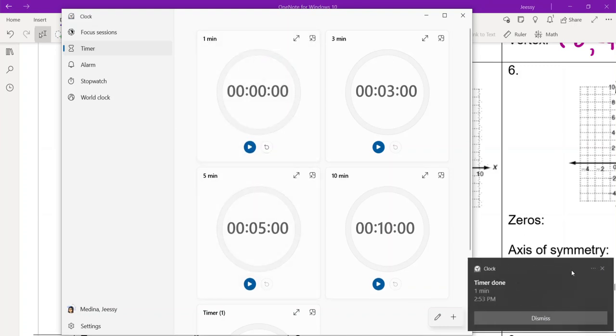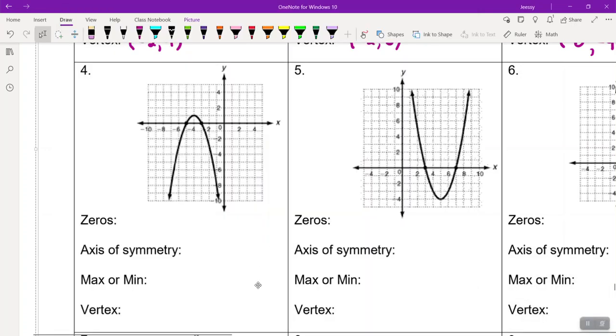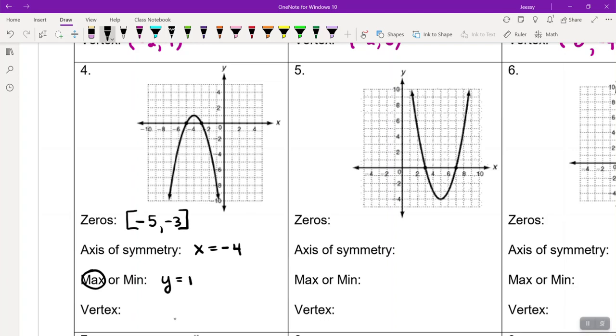All right, time's up. So let's do this quickly. What did you write for the zeros? -5, -3 in brackets, which is not an ordered pair. Are we clear? What's the axis of symmetry? There we go. -4. Is this a maximum or a minimum? And y equals what? Yes, right here, see? Y equals 1.